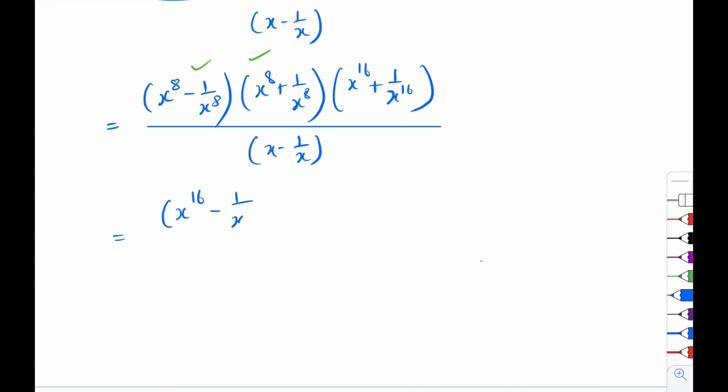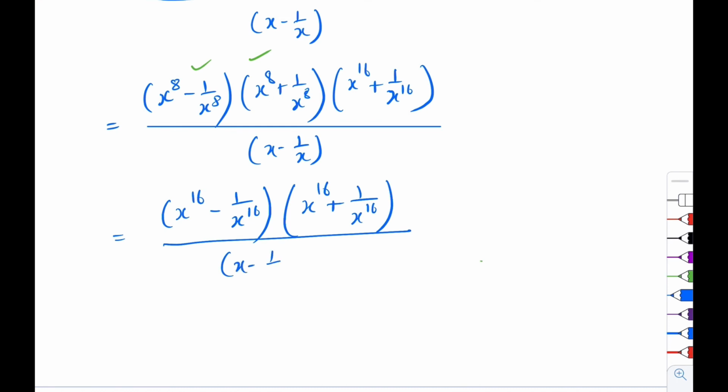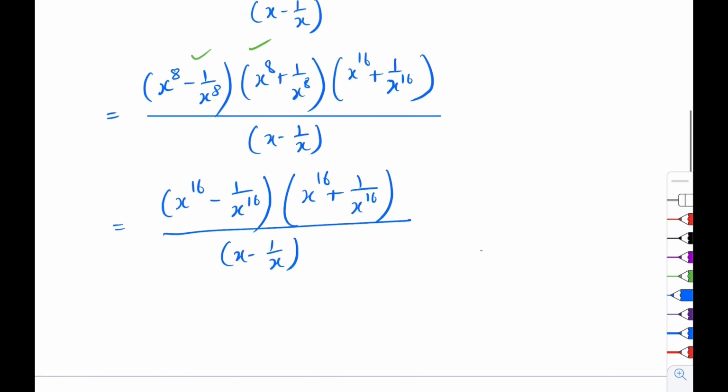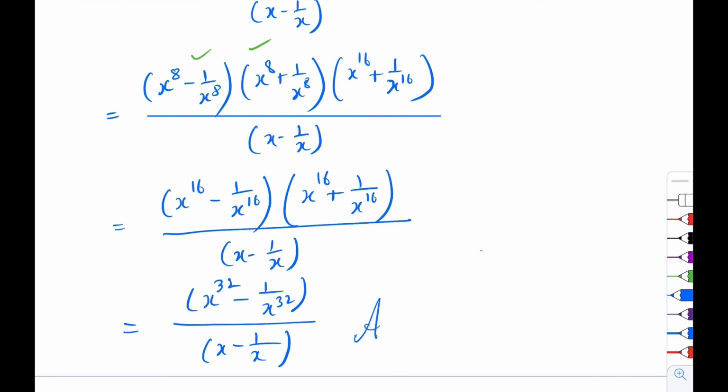(x¹⁶ − 1/x¹⁶)(x¹⁶ + 1/x¹⁶) upon (x − 1/x), and this is equal to (x³² − 1/x³²) upon (x − 1/x), and this is our answer, meaning this is the simplified form of the given expression.